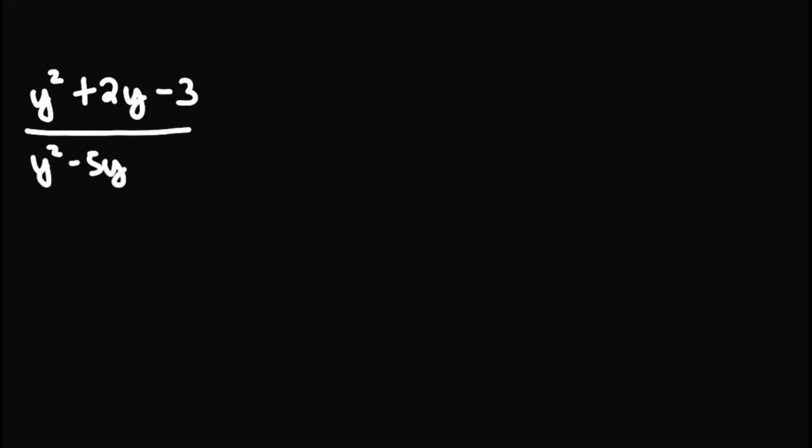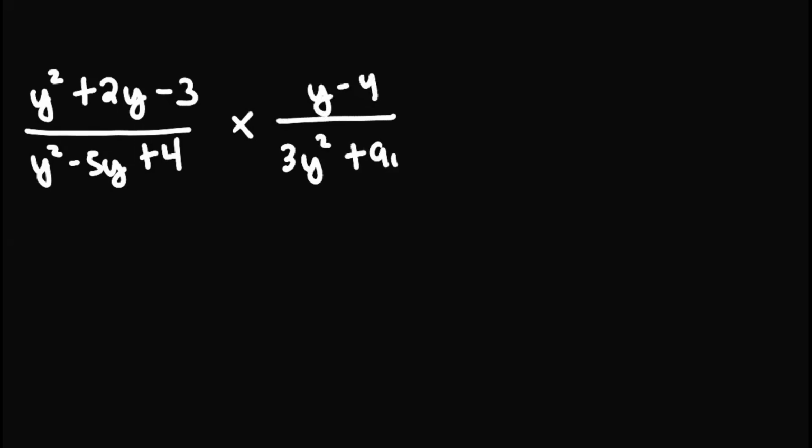Let's have this third example. Let's have y squared plus 2y minus 3 over y squared minus 5y plus 4, times y minus 4 over 3y squared plus 9y.